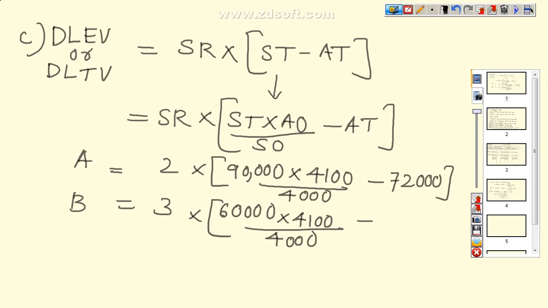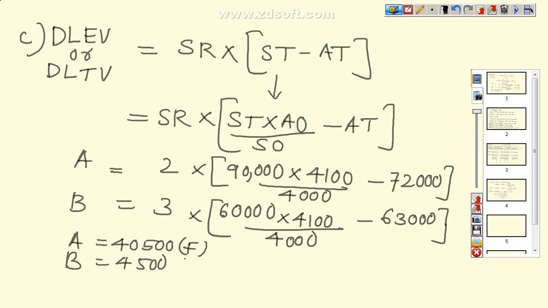72,000 and 63,000. For A grade workers the answer is 40,500 favorable. The answer is positive, so we write favorable. And in case of B grade workers, it is 4,500 unfavorable. And the final answer is 36,000 favorable.